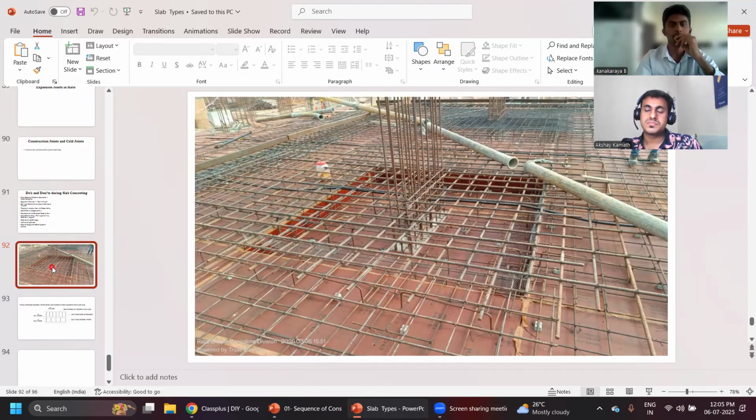Beam bottom shuttering should be done after 3 days. Beam bottom, you should not say shuttering. It's beam bottom or beam soffit. Anything which is vertical, we call it a shuttering. Horizontal, in the case of a slab, it is called centering.